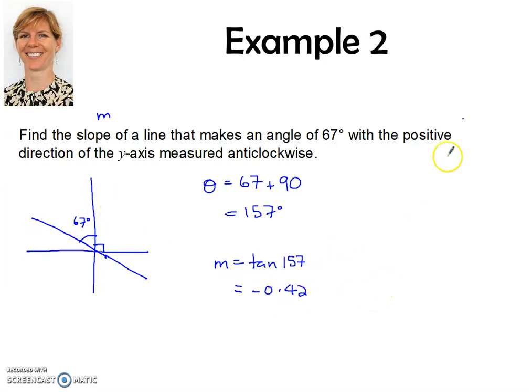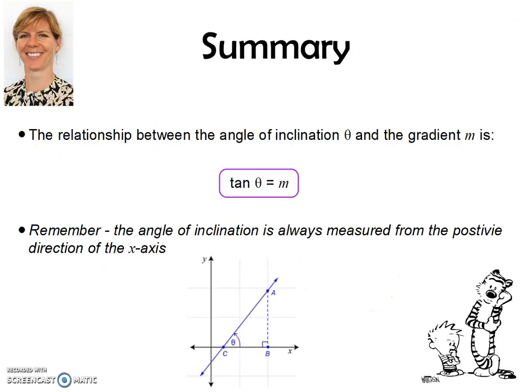Okay, so there we go. The relationship between the angle of inclination and the gradient m is just that tan theta equals m. The main thing to remember is that the angle is always measured from the positive direction of the x-axis. So it doesn't matter whether your line is a positive slope or a negative slope coming down this way, you always start here and you measure, a little bit like the unit circle, anti-clockwise from the positive direction of the x-axis.